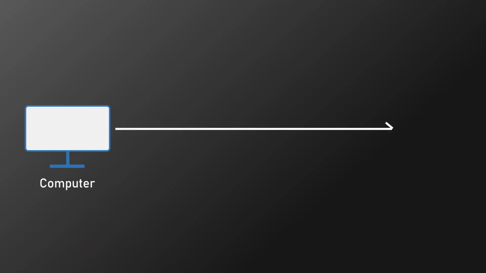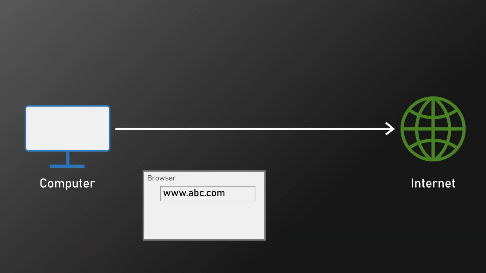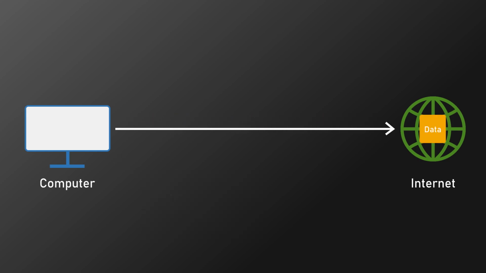When you want to search for data on the internet, you type it in a web browser on your computer. Your computer then sends a request for getting the data to the internet, and then the data is received by you from the respective web servers.